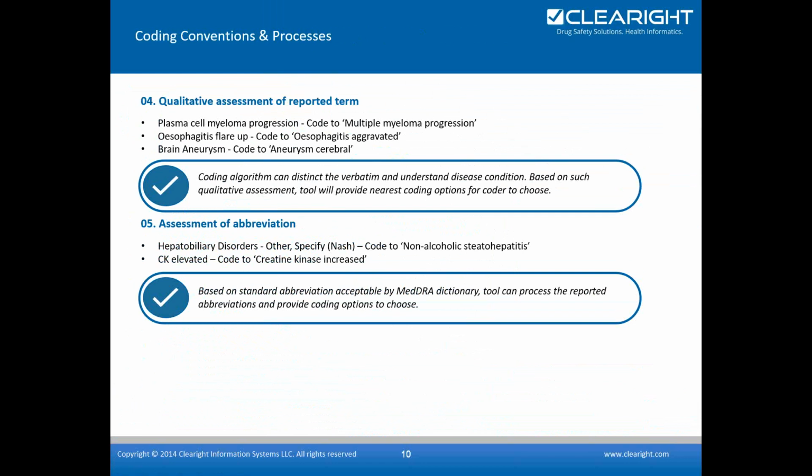The abbreviations can be read out. We have a standard abbreviation list which is provided by MedDRA. This is one of the sources, but the tool can process such kind of abbreviations and provide the nearest match and the appropriate match from the dictionary. So these are a few examples from the pool of mechanisms.